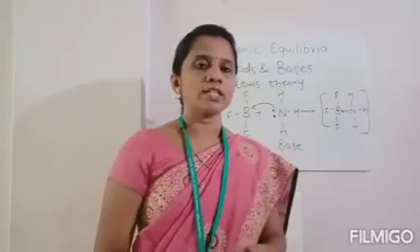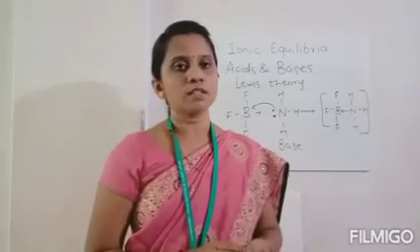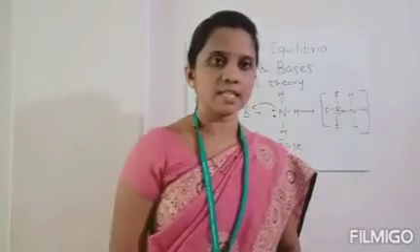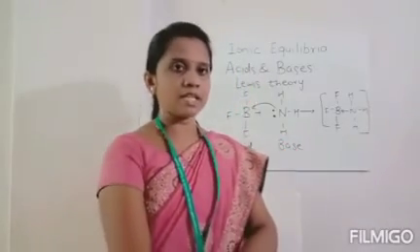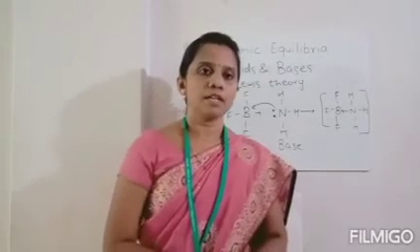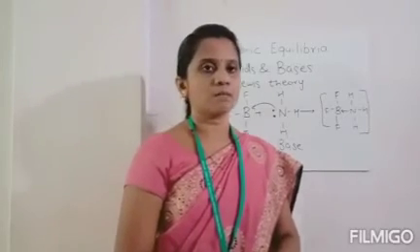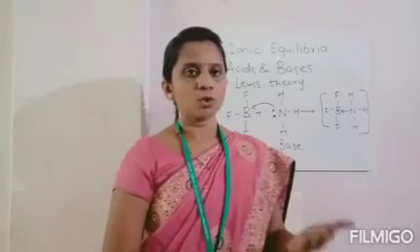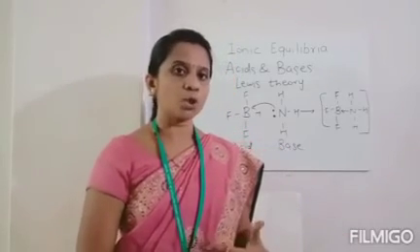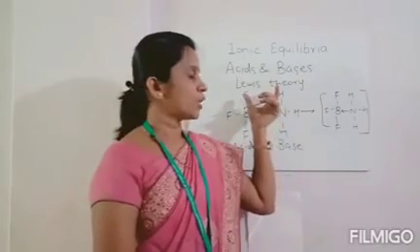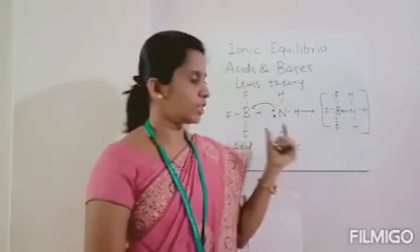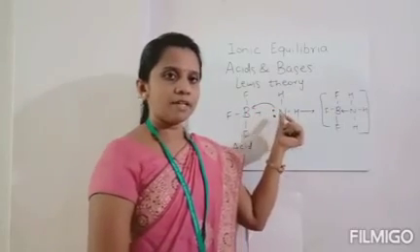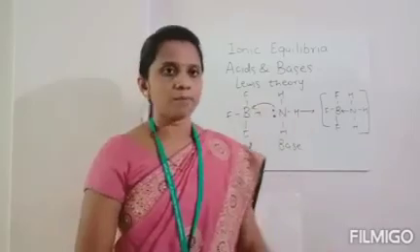So let us revise. According to Arrhenius theory, acid is what? Acid contains hydrogen and will form H plus ions in aqueous solution, and base contains OH group and will form OH minus ions. According to Bronsted-Lowry theory, acid is what? Proton donor and base is proton acceptor. And according to Lewis theory, acid is what? It is electron pair acceptor and base is what? Electron pair donor. Okay. Thank you.